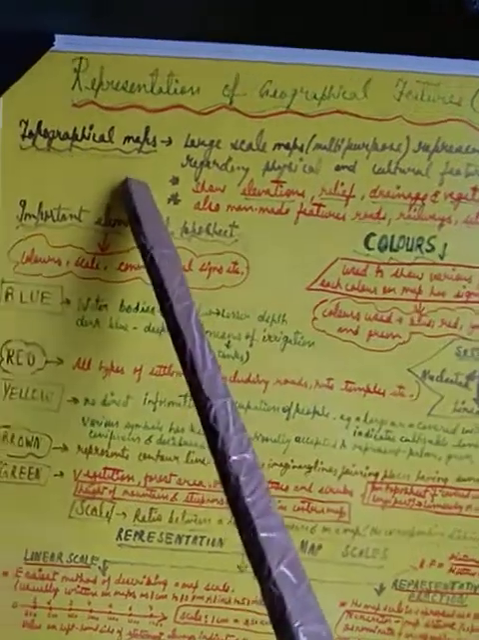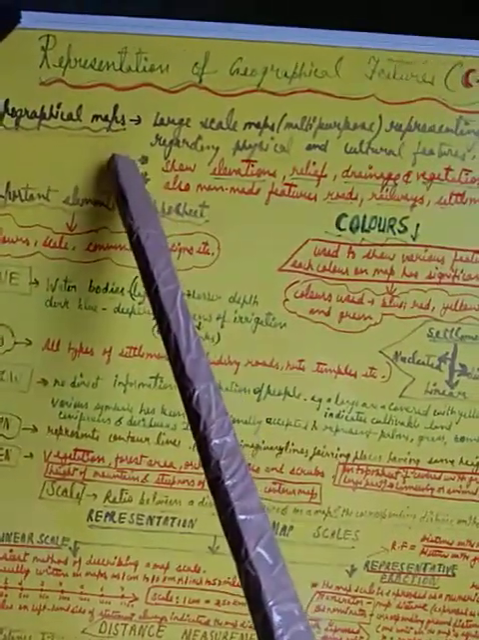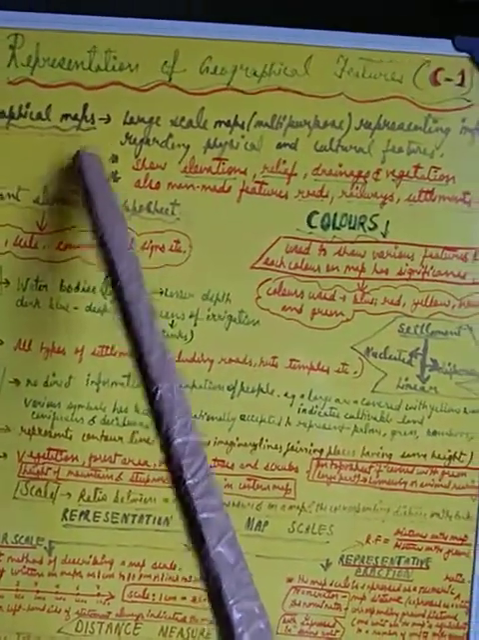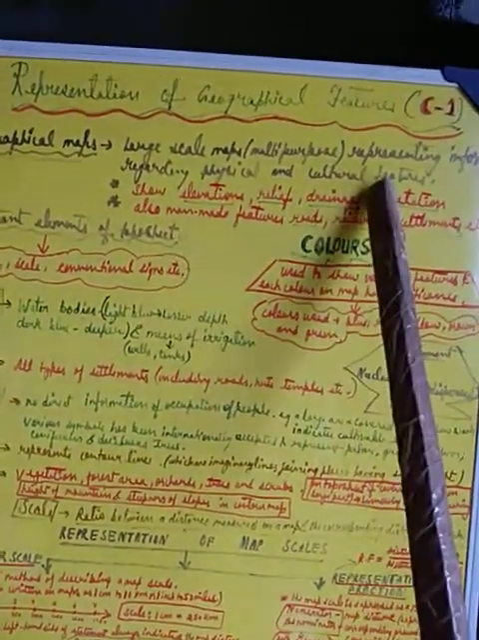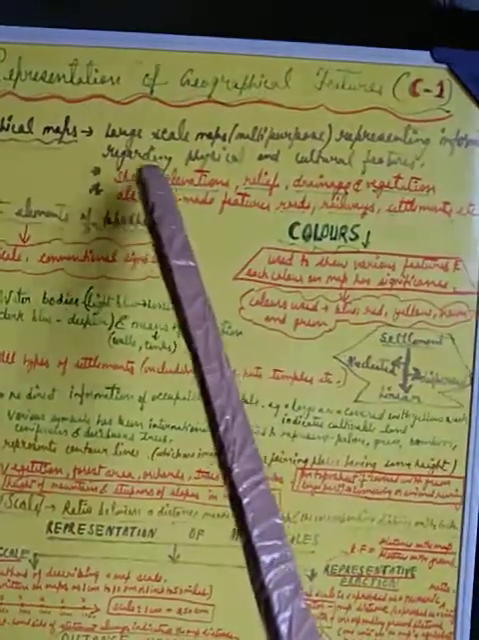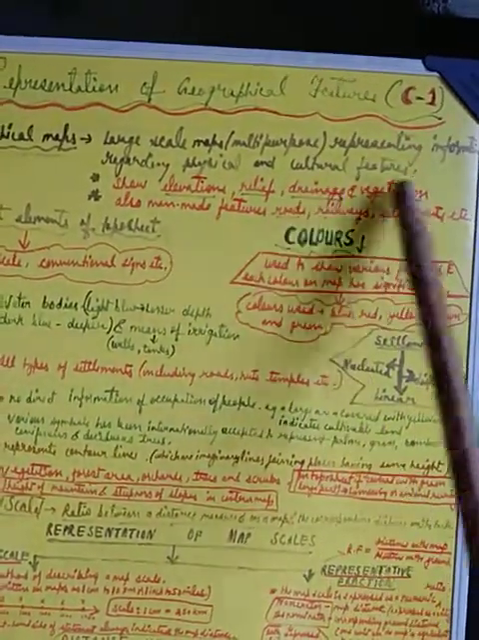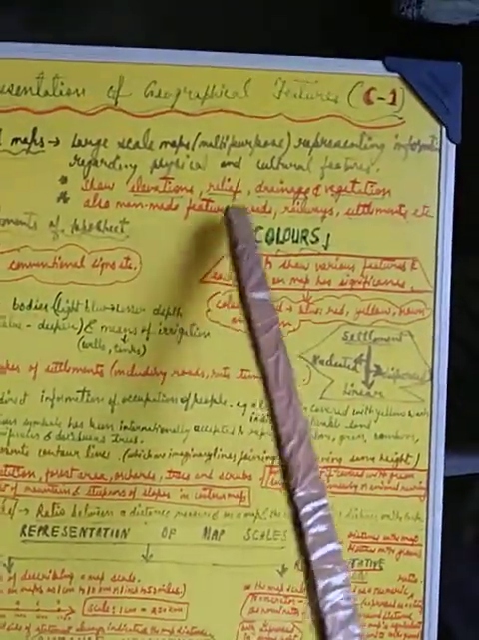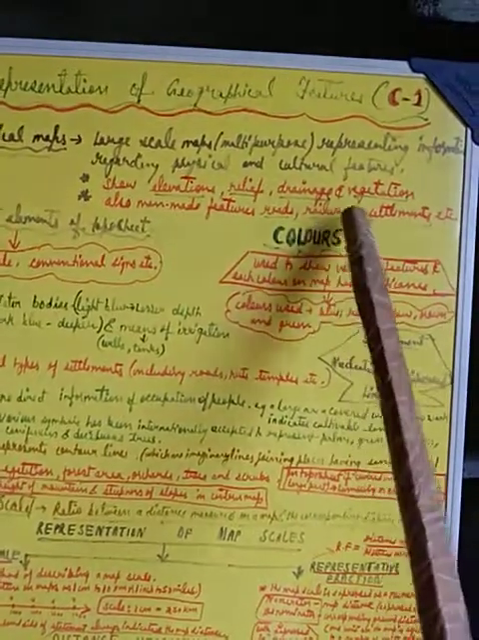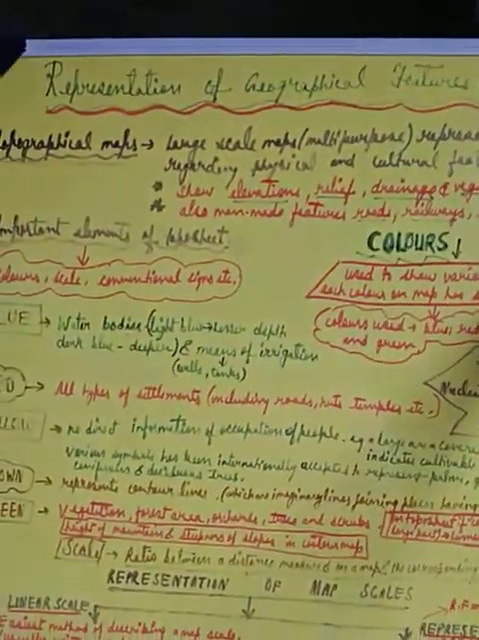Topographical maps are large scale maps. First of all, they are large scale maps, they are multi-purpose and they represent information regarding physical and cultural features. They also show elevation, relief, drainage and vegetation, and man-made features like roads, railways, settlements, etc.